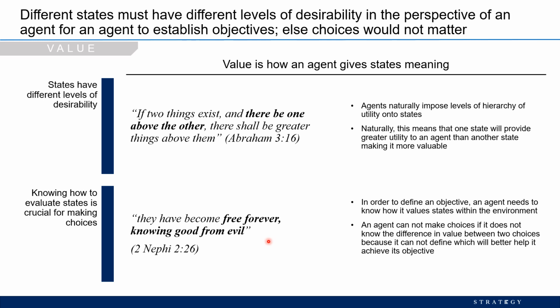Now, if we back up to before in this narrative, before Adam and Eve partook of the fruit, they could observe states. They could observe different things. One of the conditions that Adam and Eve were in while they were in the Garden of Eden is they were naked. And they knew this. However, they did not know if this was a desirable state or not.